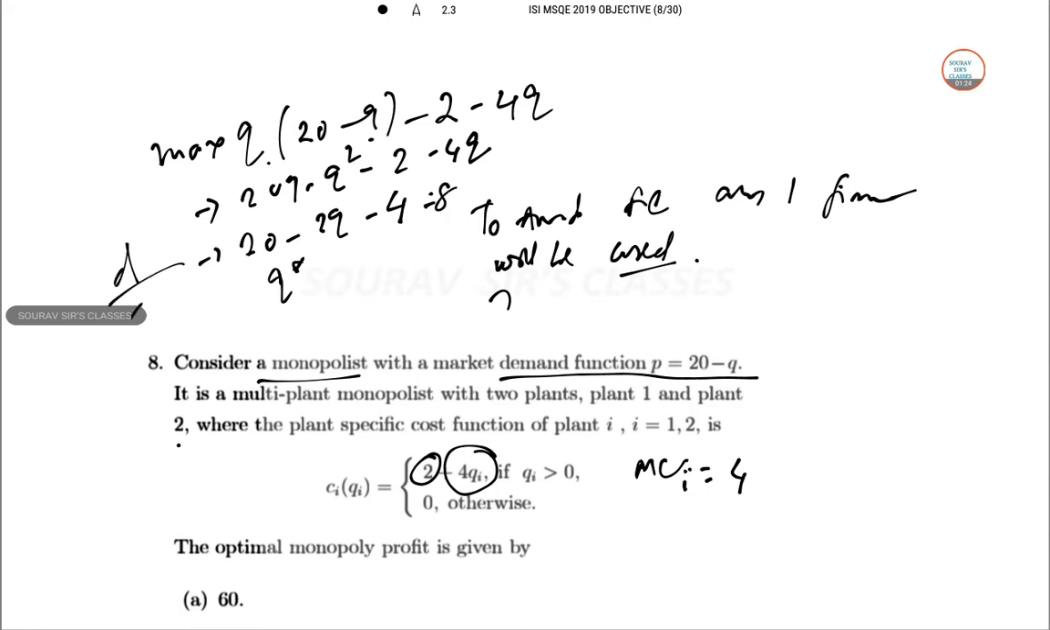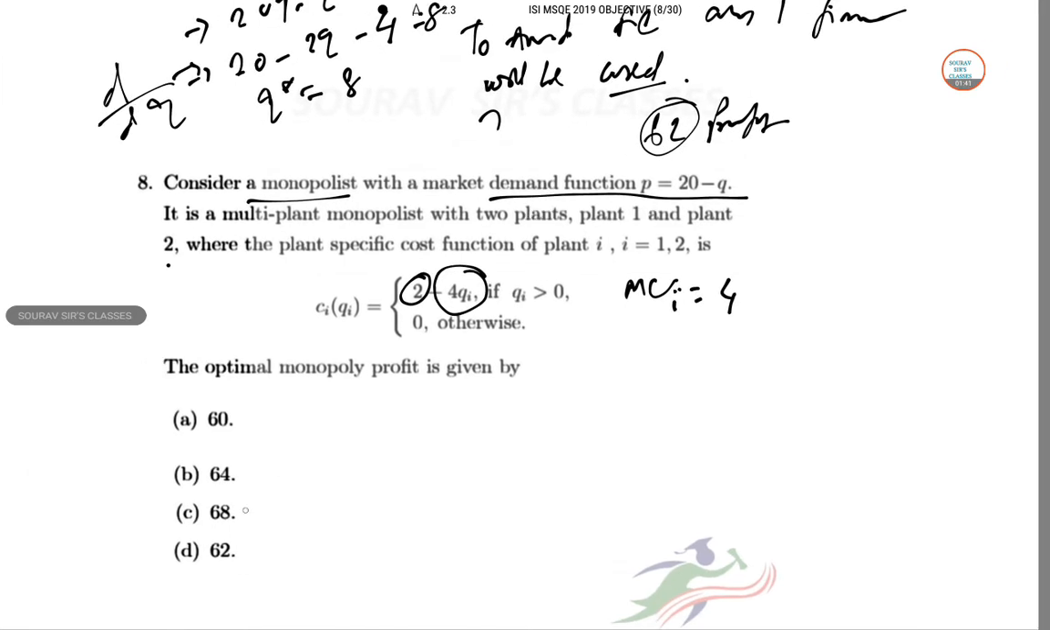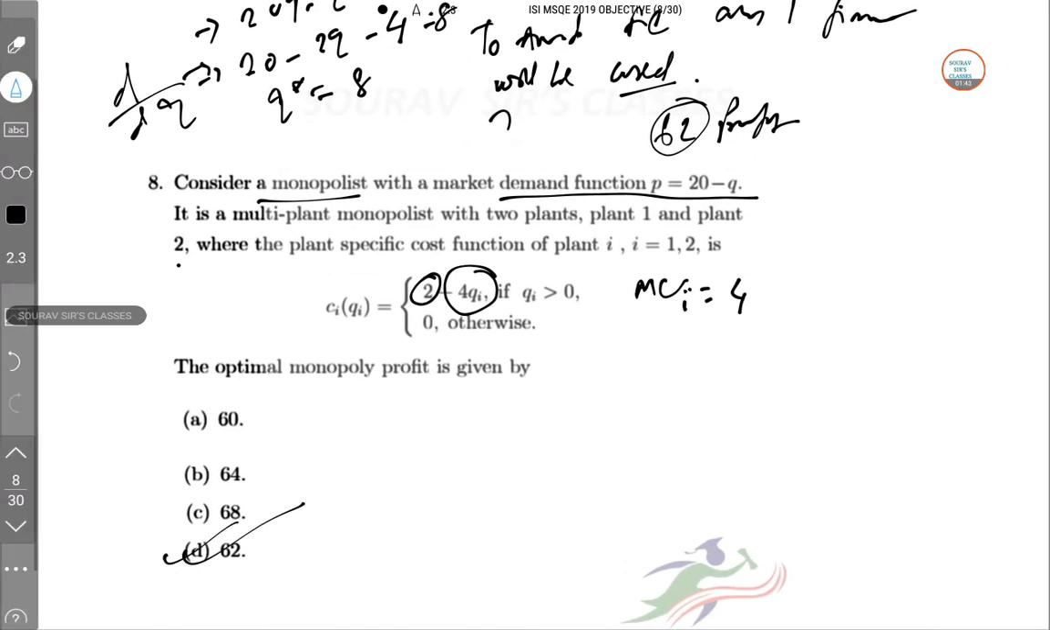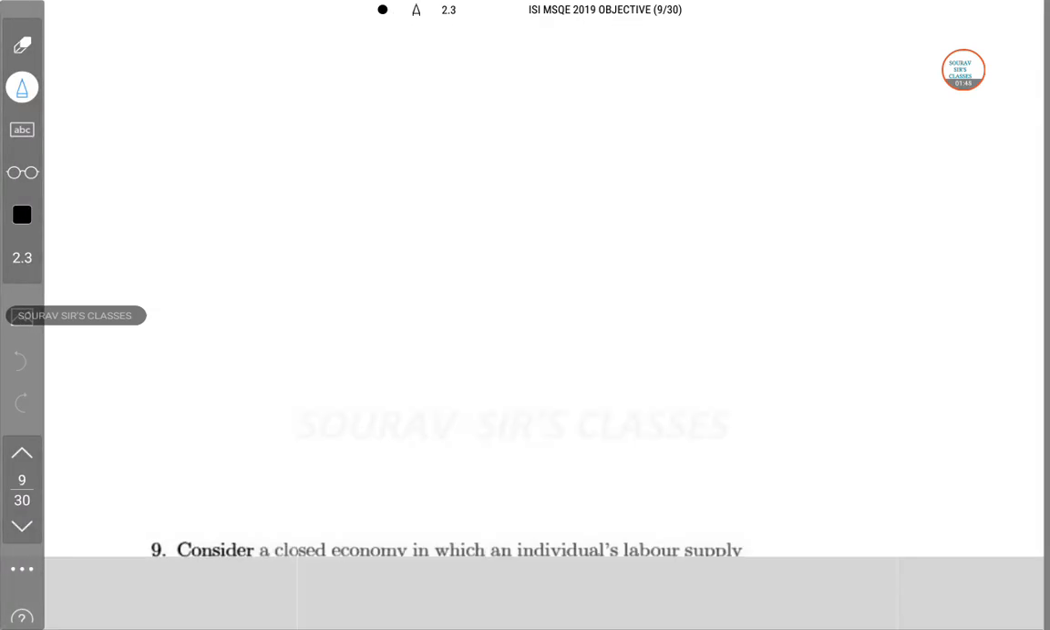Obviously, differentiating with respect to Q. So at 8, profit will be 62. So the profit is 62. Do we have the option? Yes, we have. Last option. Question 9.